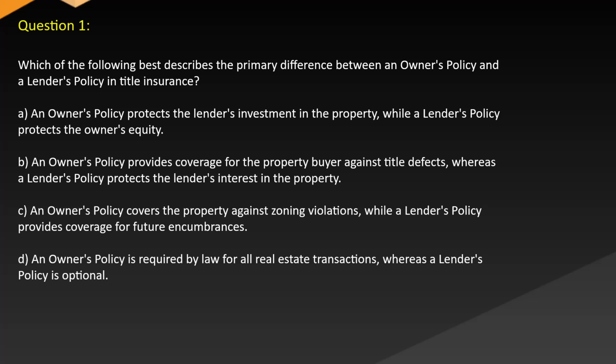Question 1. Which of the following best describes the primary difference between an owner's policy and a lender's policy in title insurance? A. An owner's policy protects the lender's investment in the property, while a lender's policy protects the owner's equity. B. An owner's policy provides coverage for the property buyer against title defects, whereas a lender's policy protects the lender's interest in the property.